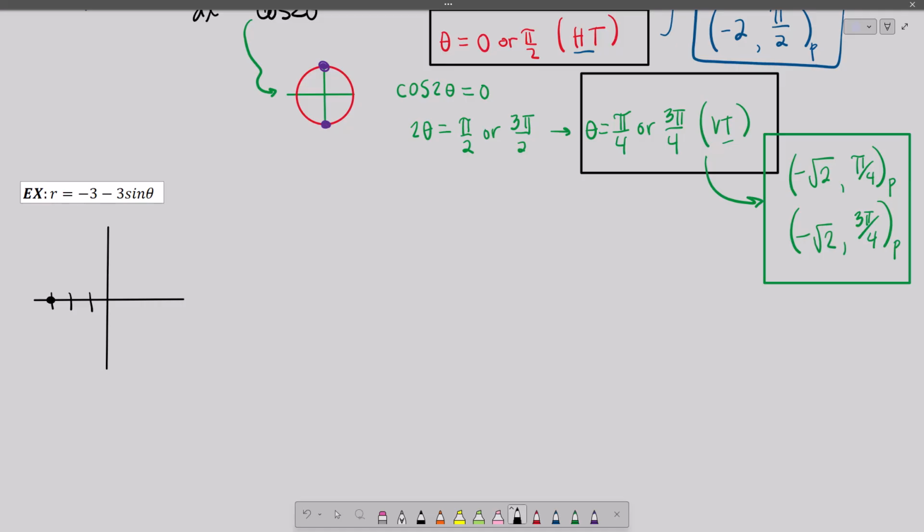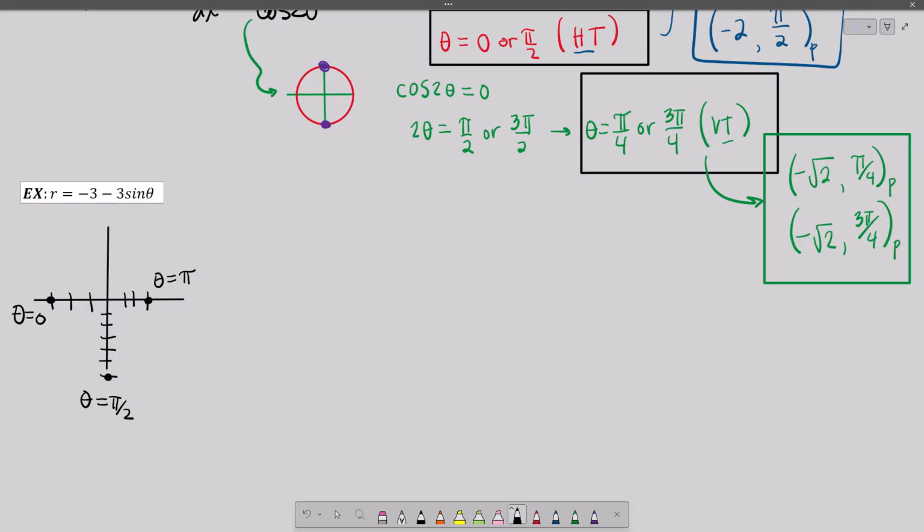Pi over 2. Sine of pi over 2 is 1. Negative 3 minus 3 is negative 6. So in the pi over 2 direction, we go negative 6, which is down there. So that's pi over 2. So this was theta equals 0. Theta equals pi over 2. Theta equals pi. Sine of pi is 0. We're at negative 3, so pi is just zipping us back over here.